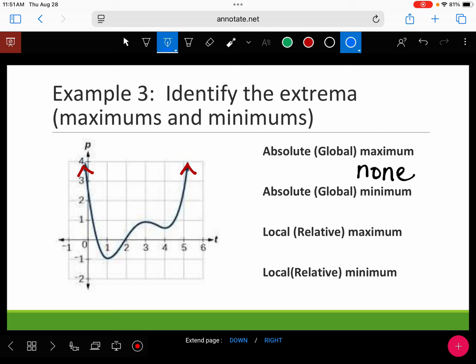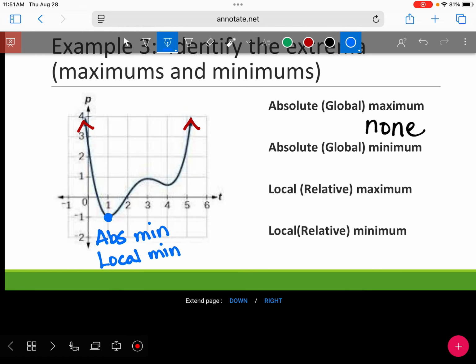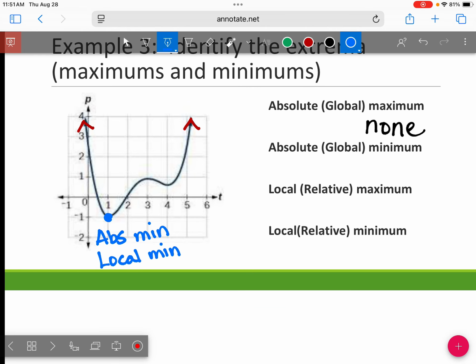We do. Now this point here is my absolute minimum, but every absolute is also a local. So I'm going to list that point twice because it's the lowest point, but it's also a dip. So I'm going to put the point 1, -1 in both of these plots.